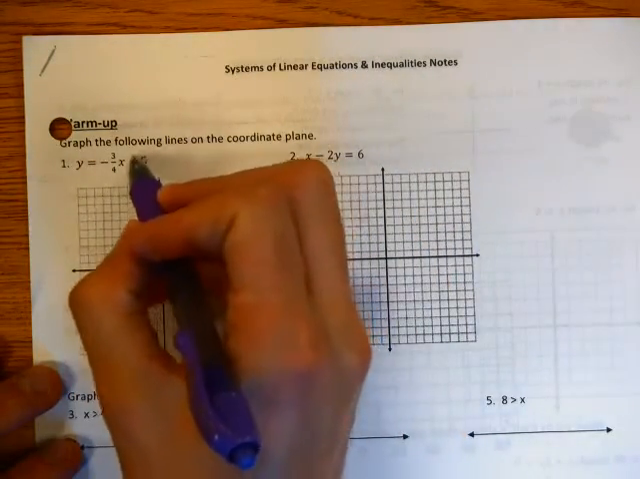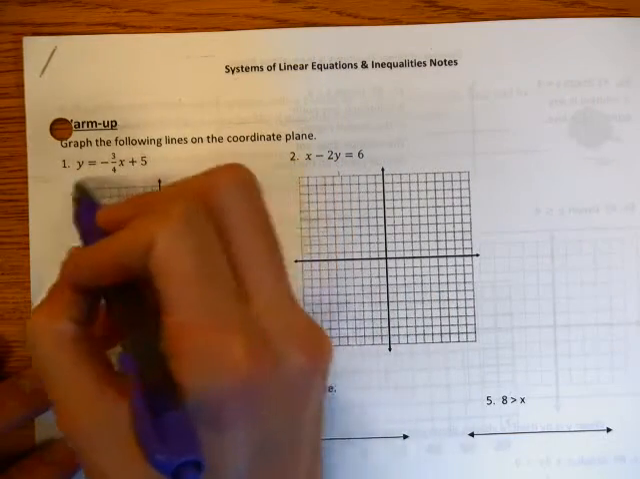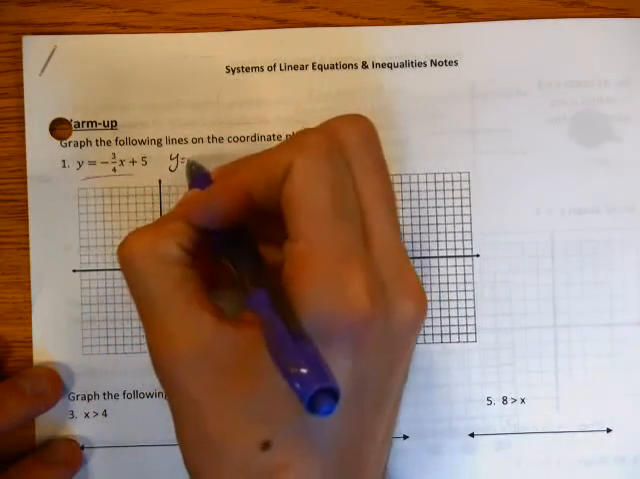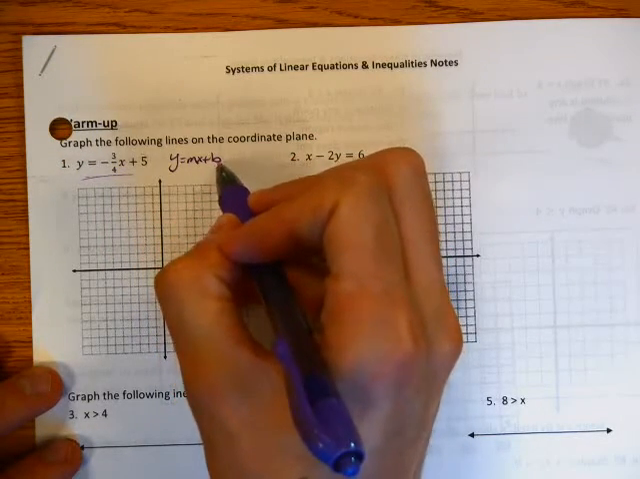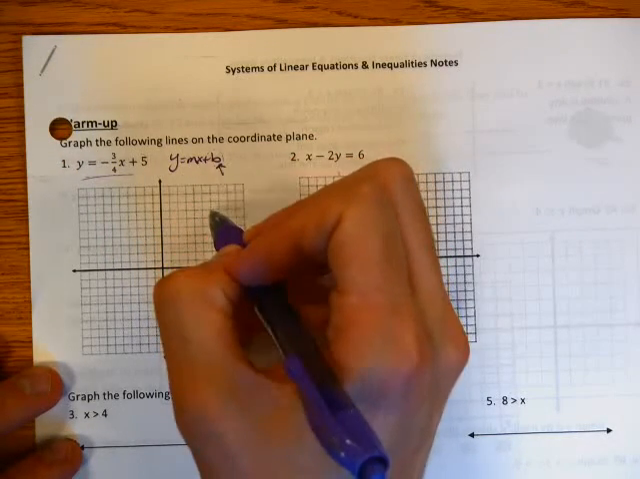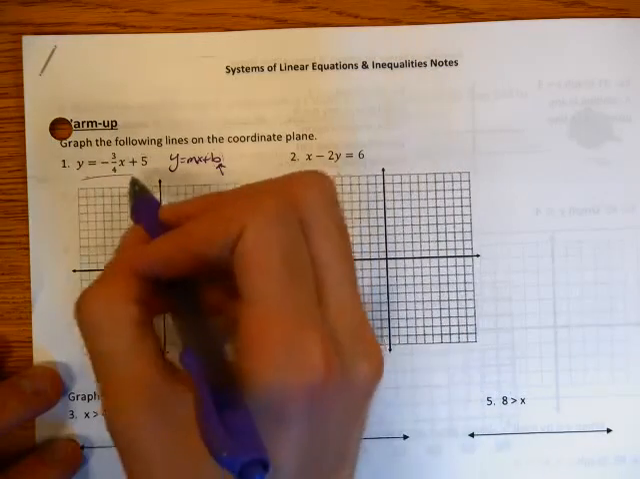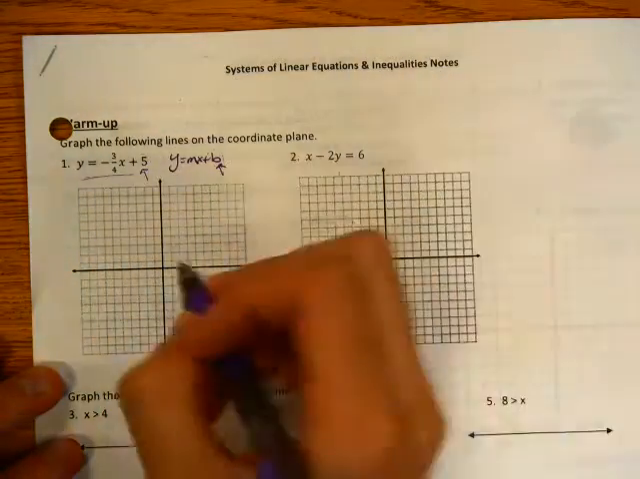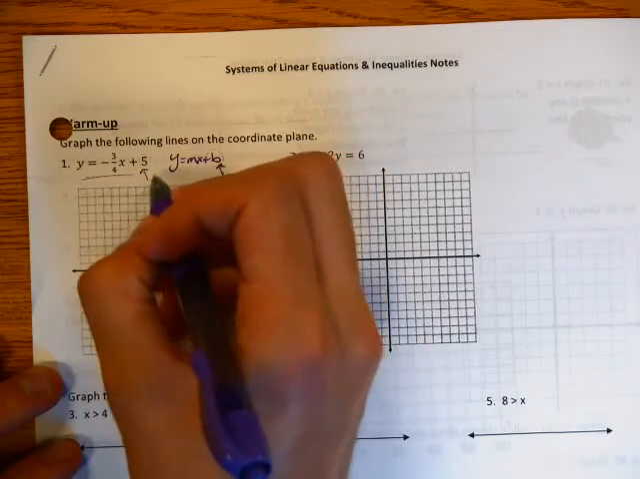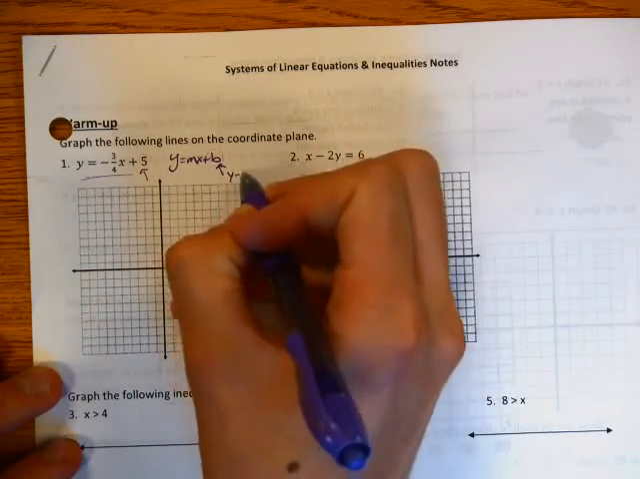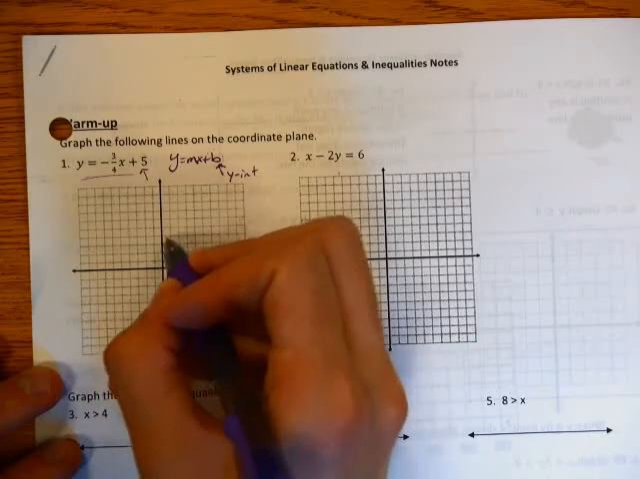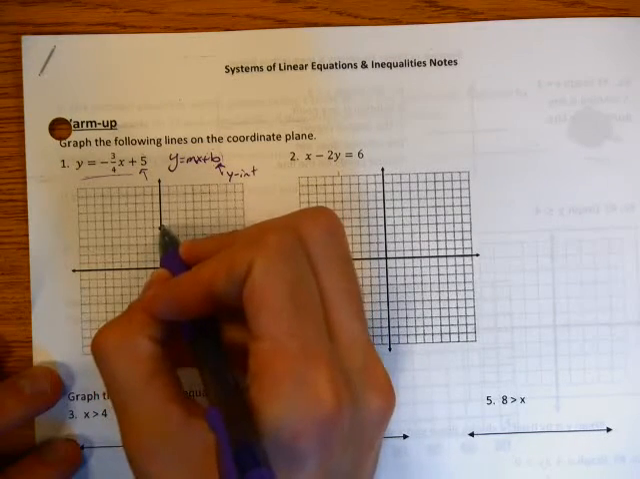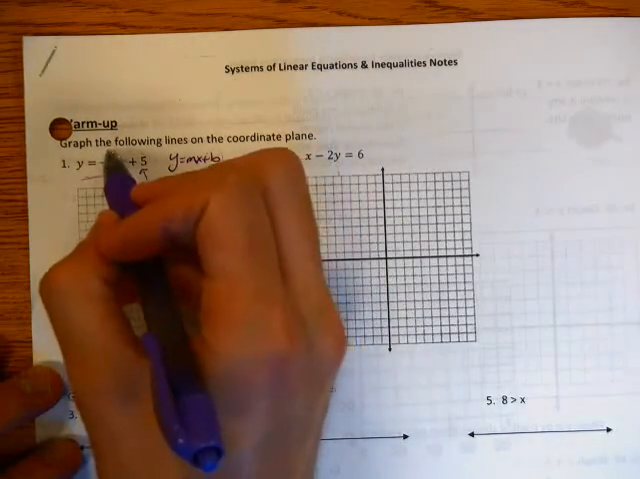So remember, first you find your y-intercept as long as the equation is in slope-intercept form. We're going to find the y-intercept, which is the number that is not being multiplied by the variable. That's 5. So we're going to go on the y-axis, hence y-intercept, positive 5. 1, 2, 3, 4, 5. Mark it. And then use your slope.